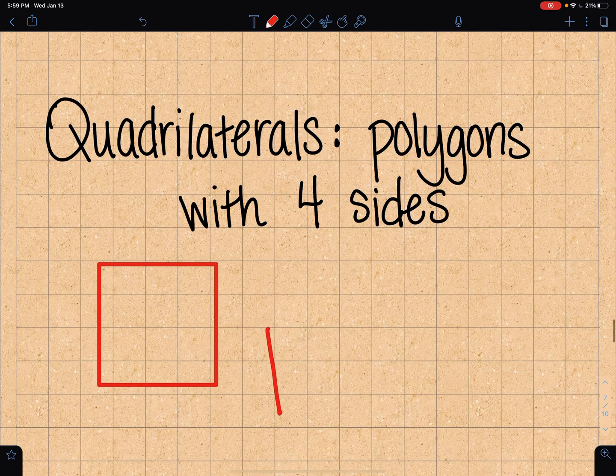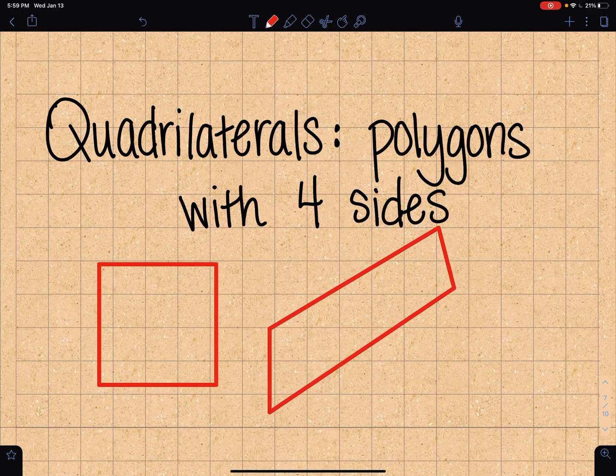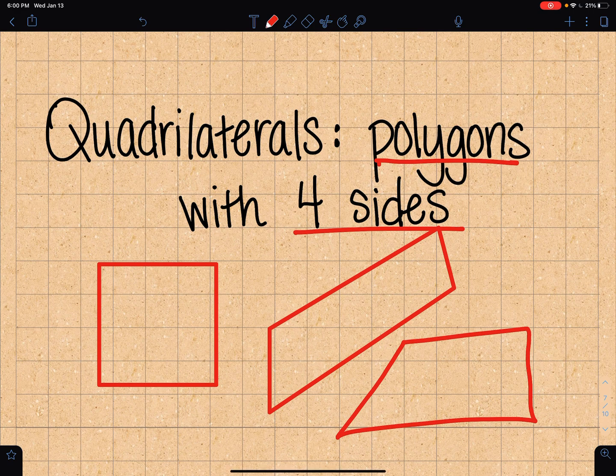Whoops, it didn't correct that one for me. Sometimes I like it when it does that. How about that? There's a quadrilateral. Sure, why not? Okay, how about this one? Quadrilateral. Didn't correct it for me, but that's okay. It's still pretty, even if it doesn't do that.